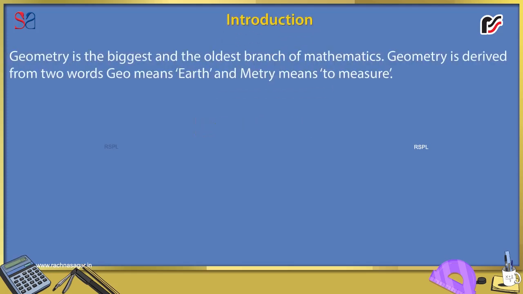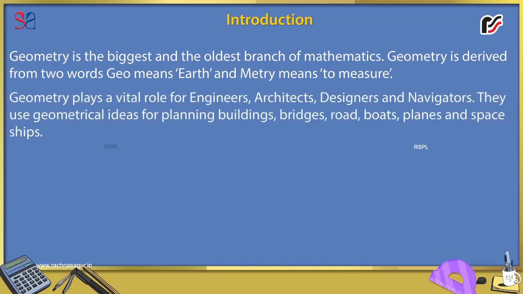Geometry is the biggest and the oldest branch of mathematics. Geometry is derived from two words. Geo means earth and metry means to measure. Geometry plays a vital role for engineers, architects, designers, and navigators. They use geometrical ideas for planning buildings, bridges, roads, boats, planes, and spaceships.